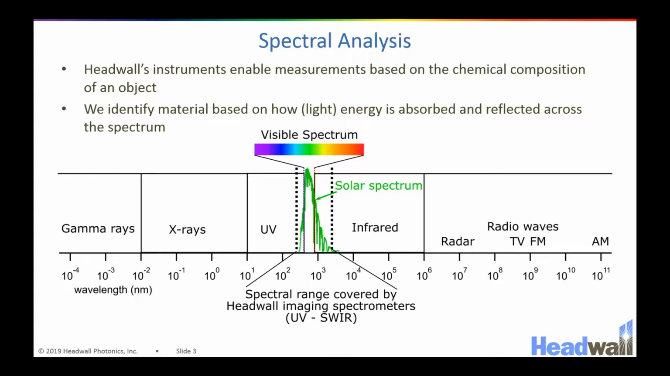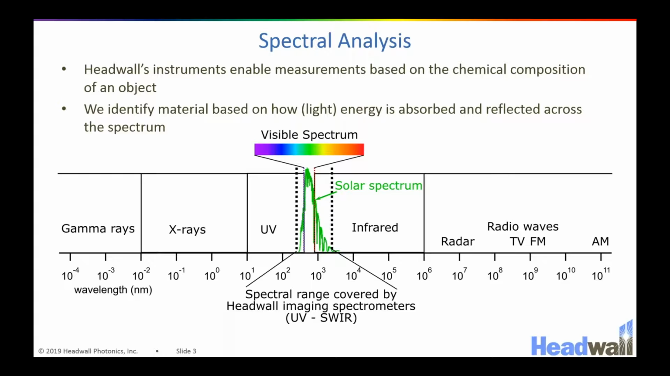So as you can see here, these black lines mark the area of the electromagnetic spectrum that is covered by Headwall's imaging spectrometers from the UV range all the way out to the shortwave infrared. And just for your reference, I've also shown between this purple line and this red line, the area of the electromagnetic spectrum that we can see with our eyes.